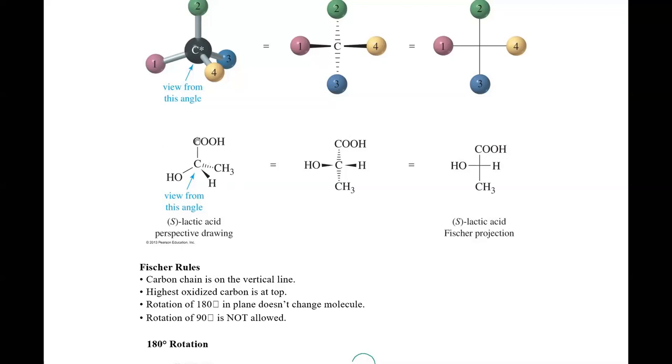Let's take this molecule. Have you seen this molecule? This is an asymmetric carbon. It is carrying four different constituents or four different atoms. It's bonded to four different atoms. This is an asymmetric carbon. Have you seen this molecule? And you are viewing the molecule from this side.